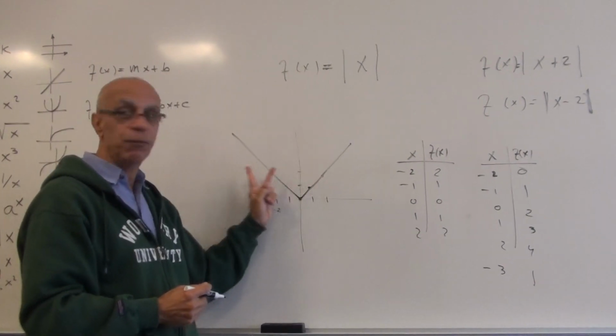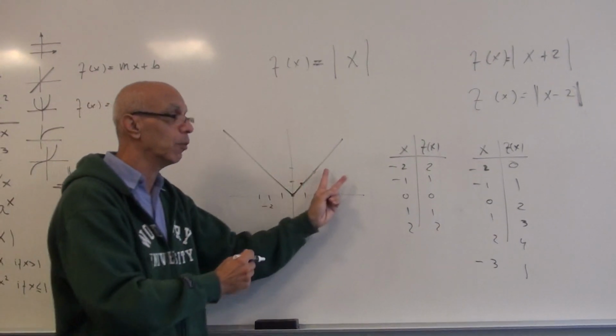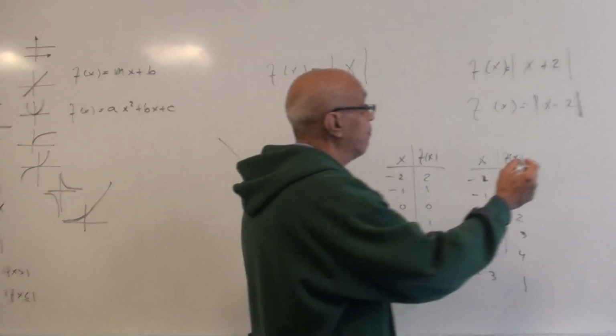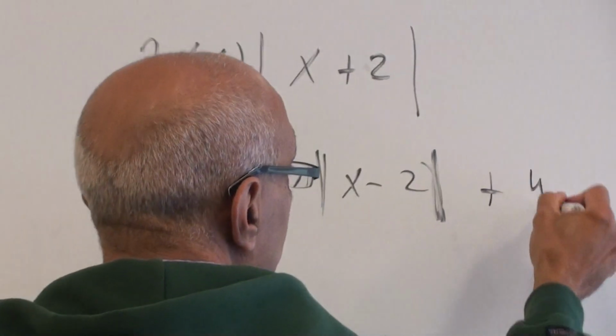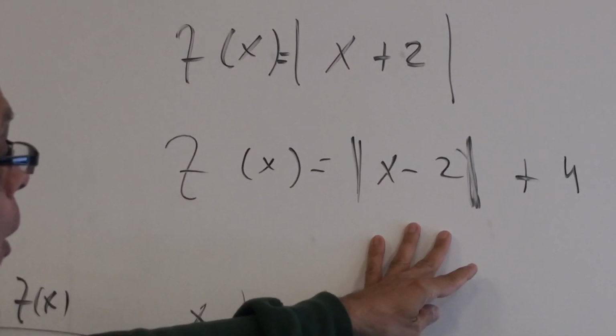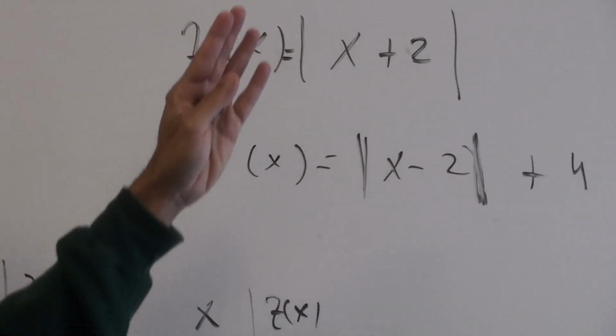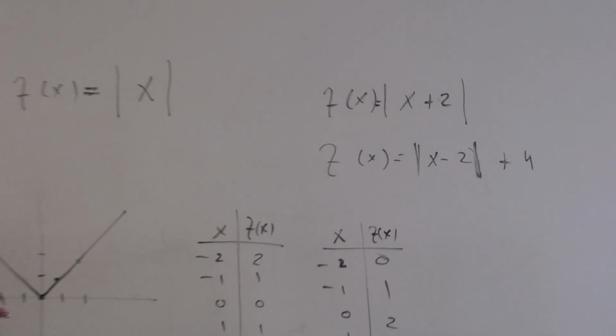If I add, the graph shifts to the left. If I subtract, it shifts to the right, okay? Now, if I add 4 outside the absolute value, then it moves up 4 units, okay?